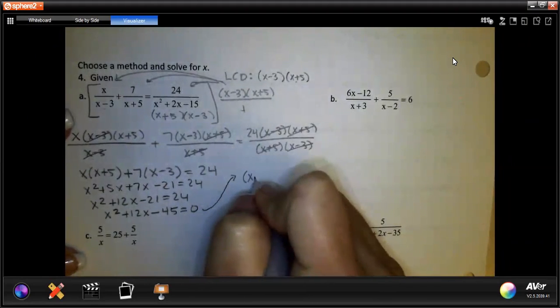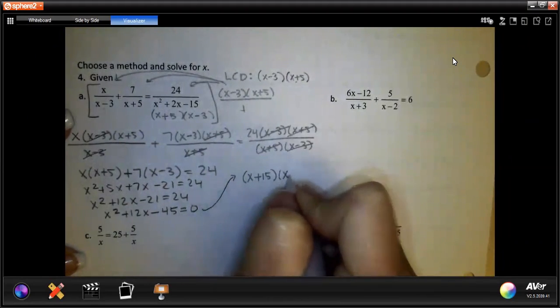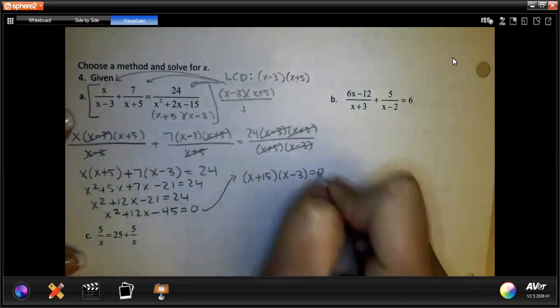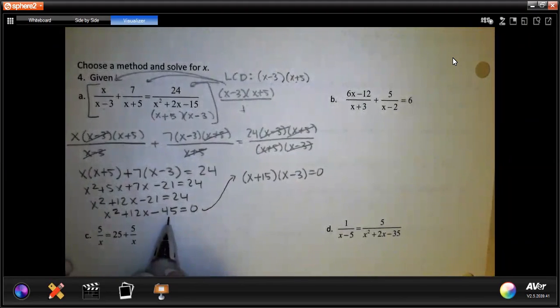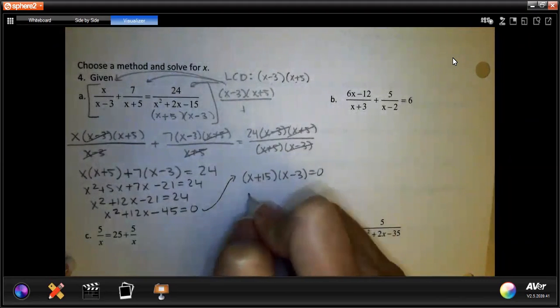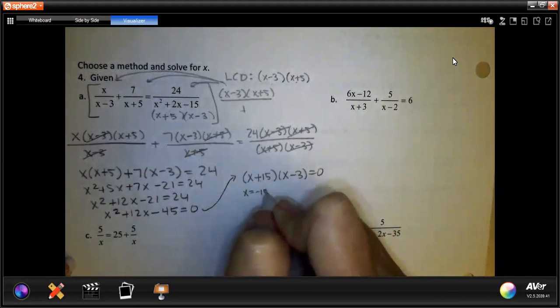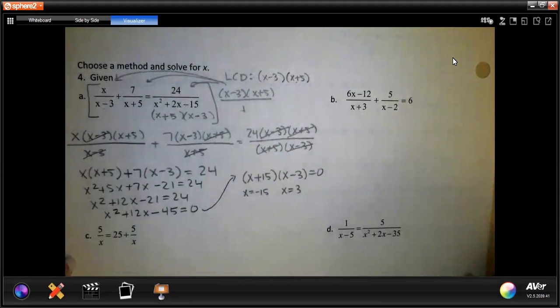That's an easy one to factor. (x plus 15)(x minus 3) is going to give us 15 and negative 3 multiply to be negative 45, and 15 and negative 3 add to be 12. And so the two things that can make this 0 are negative 15 and positive 3.